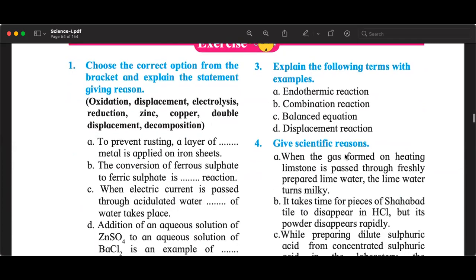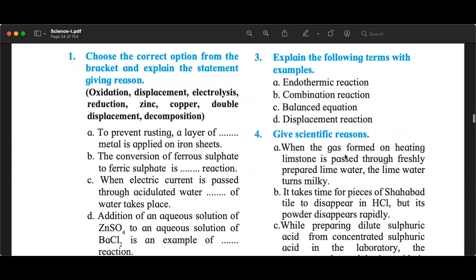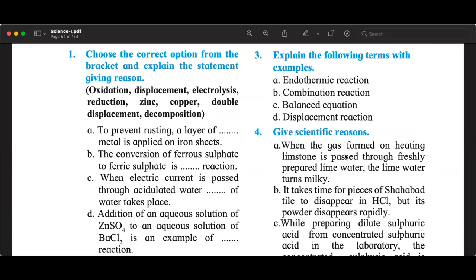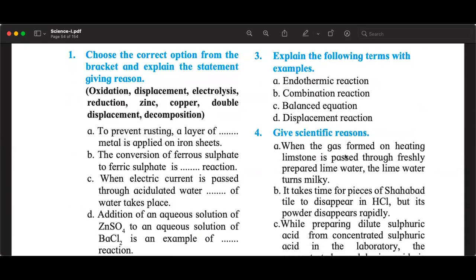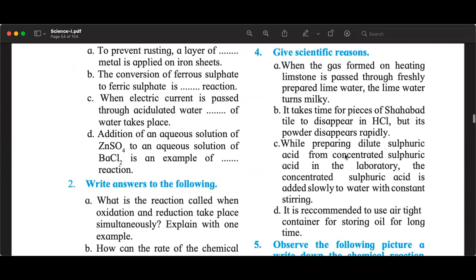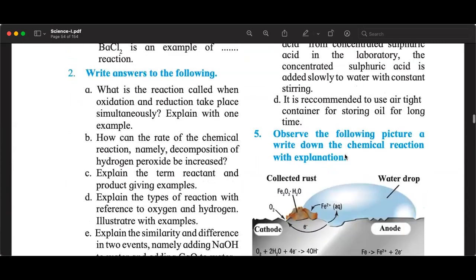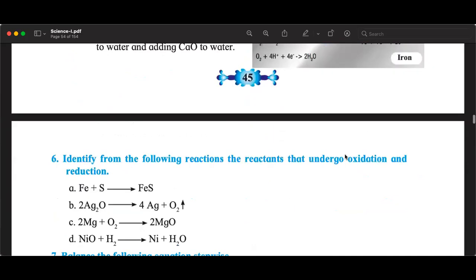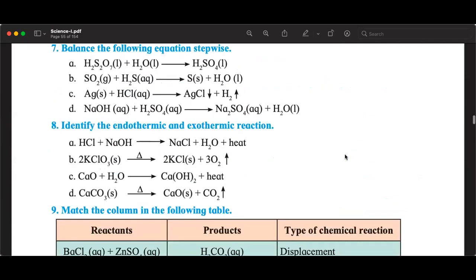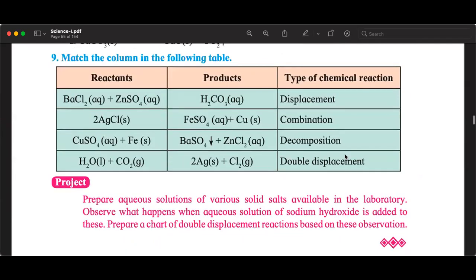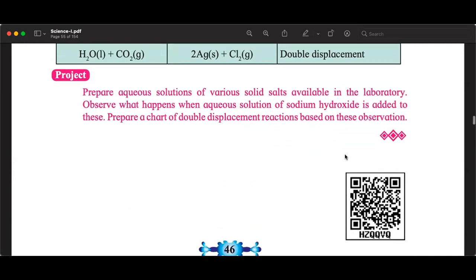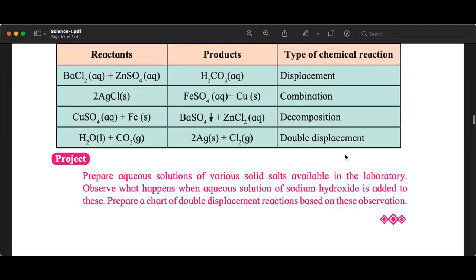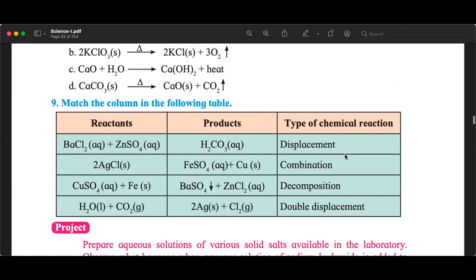The questions in the exercise are, as I told you, we don't have many long answer questions. The only long answer question is question number 3, explain. Otherwise it is very short questions. And there are a lot of questions. I had told you this already. Chapter number 2 and chapter number 3 of the textbook have a lot of questions.